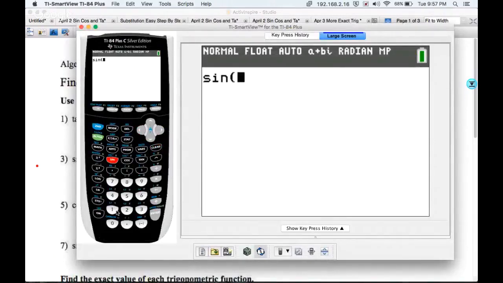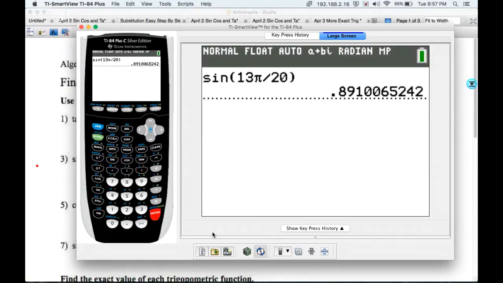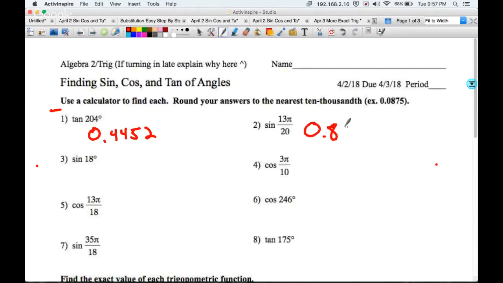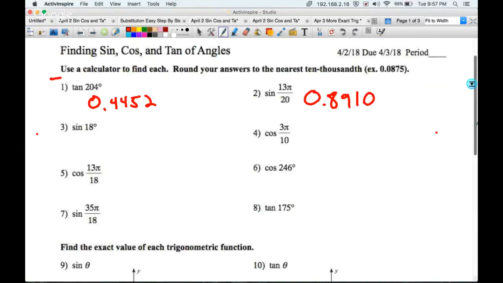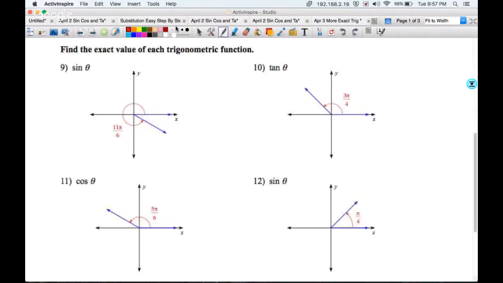Another way we might mess this up is not to put the whole 13 pi divided by 20 inside of a set of parentheses like this. So sine of 13 pi over 20. This will round to 0.8910.